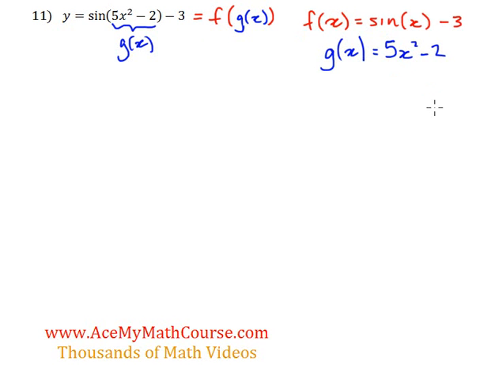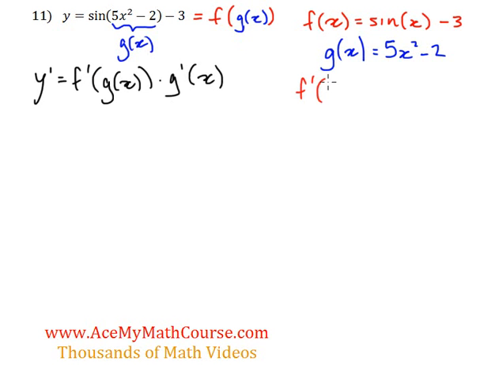That's the outer function. And remember, of course, that y prime of f of g of x will be f prime of g times g prime. Great. Now, f prime of x is just going to be the derivative of this. The derivative of sine of x is just cos of x. And the derivative of negative 3 is just 0. And why is that? Because negative 3 is a constant.